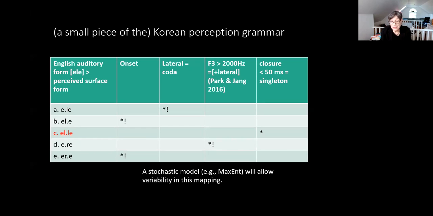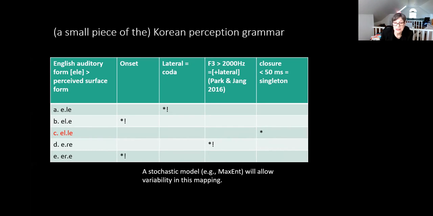And then the Korean thing that says the lateral has to be in coda is that you can't have an onset lateral. That is necessary. And then you need things to tell them, first of all, why do they decide that this is a liquid? We left that part out here, but once it's a liquid, then the third formant value is going to tell them whether to interpret it as L or as tap.